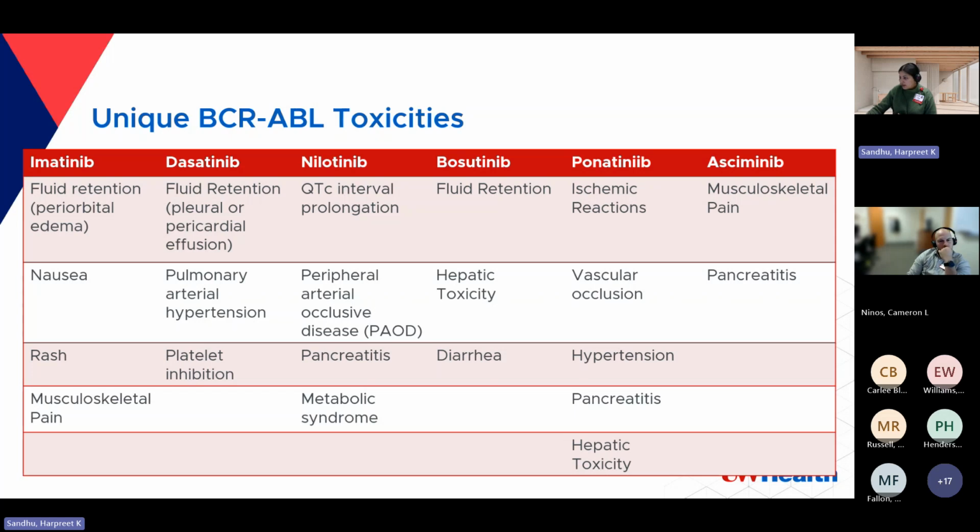This would be a side effect. If seen, we would not retrial the drug. There's also a risk for pulmonary arterial hypertension and also platelet inhibition, where we do sometimes have to change therapies for thrombocytopenia related to the TKI.